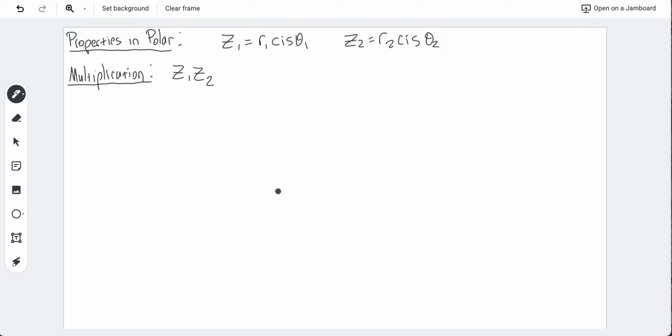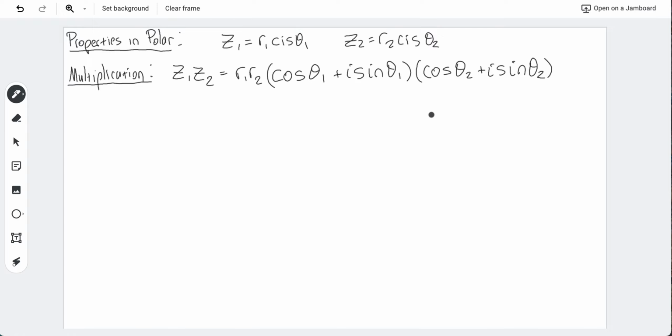Now, sure, you could convert these to Cartesian, and then you could multiply them in Cartesian by foiling everything out. That is going to be a huge pain and very unpleasant. So let's see if we can find a nice, easy way to do it. So this is going to be r1 r2 times, and I'm going to expand these out to more capably work with them. So it's going to be cosine of theta 1 plus i sine of theta 1 times cosine theta 2 plus i sine theta 2.